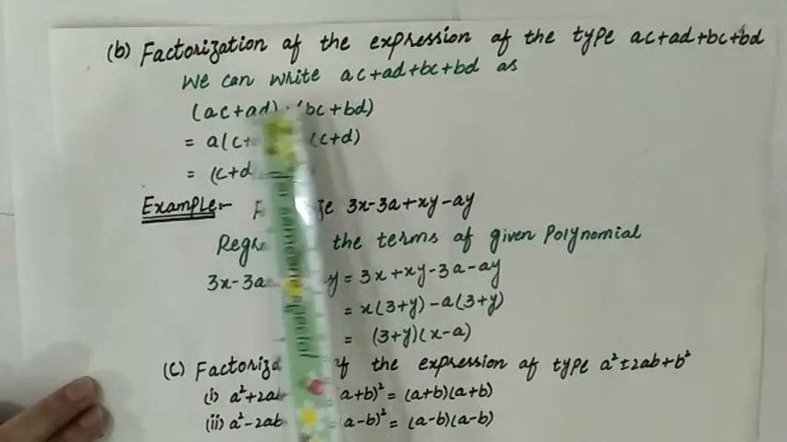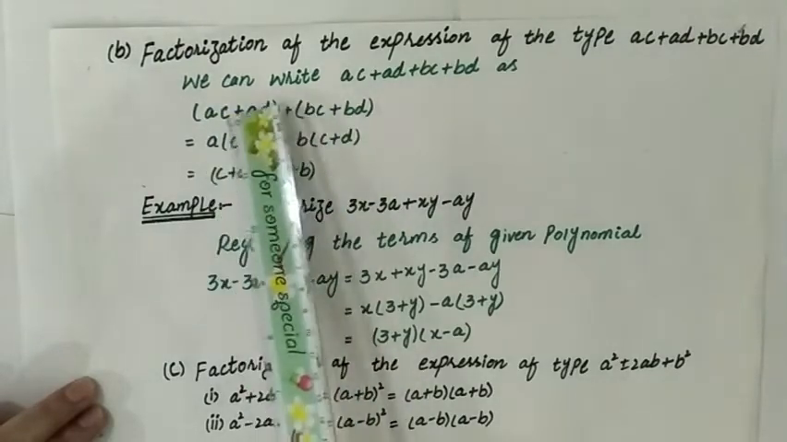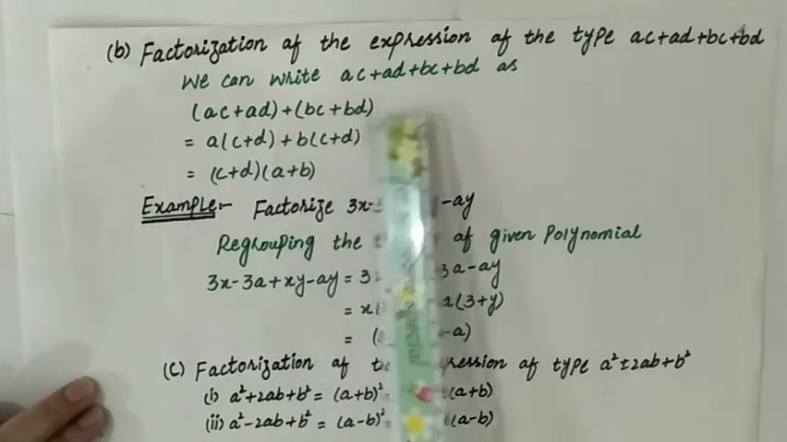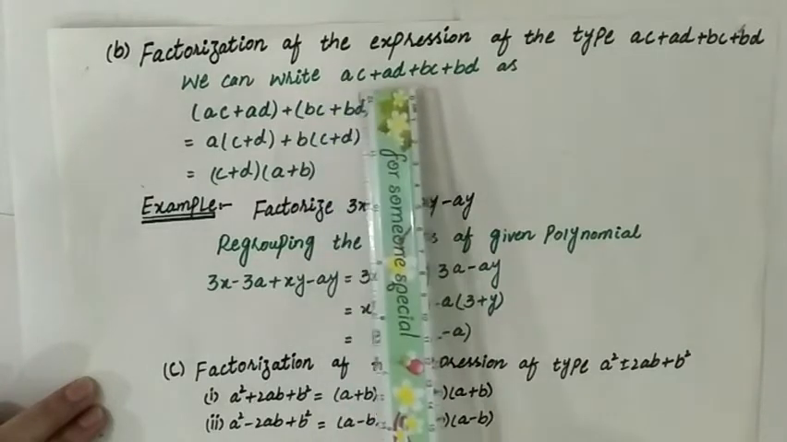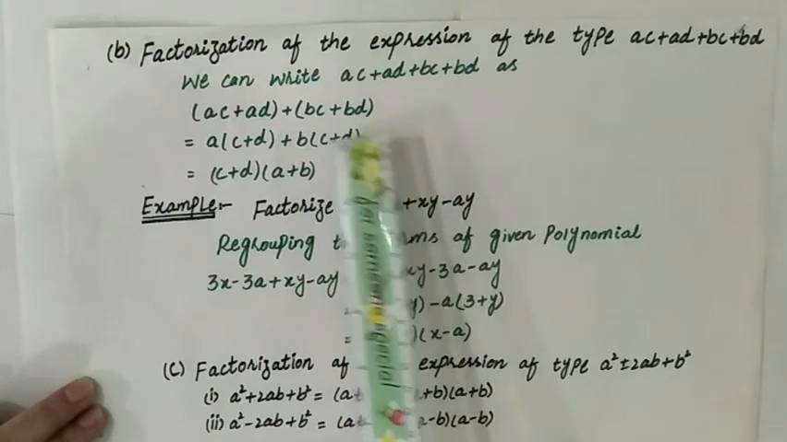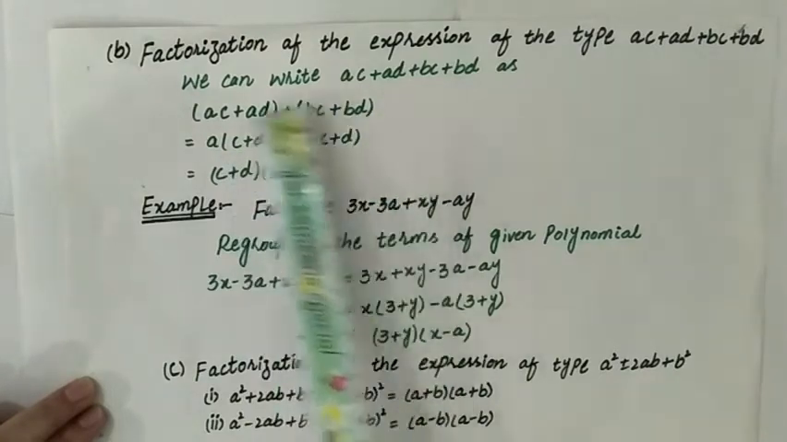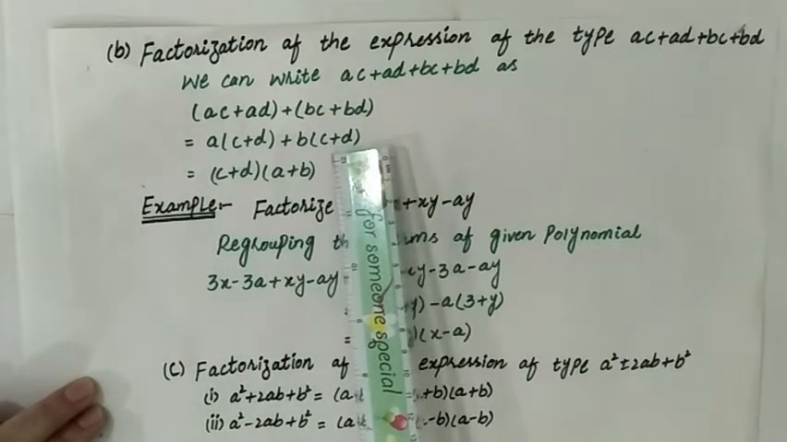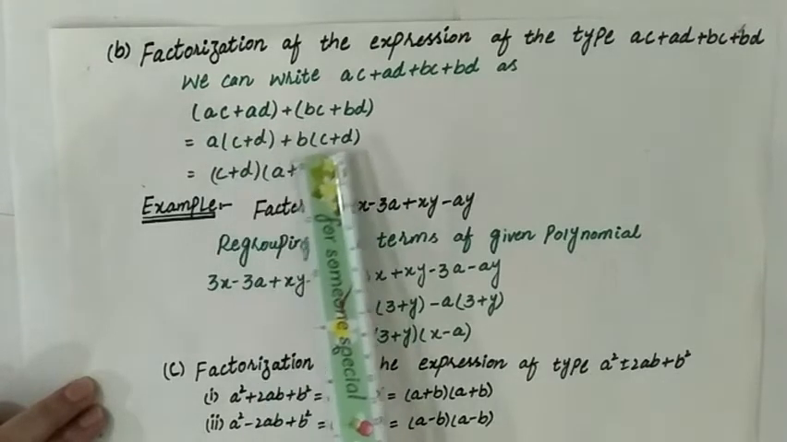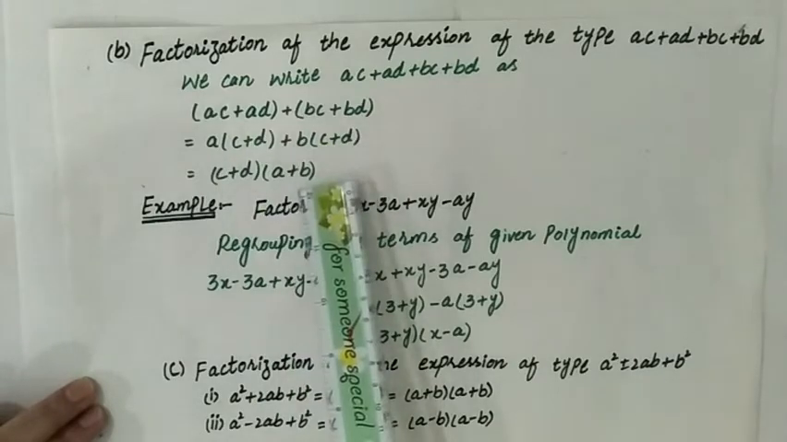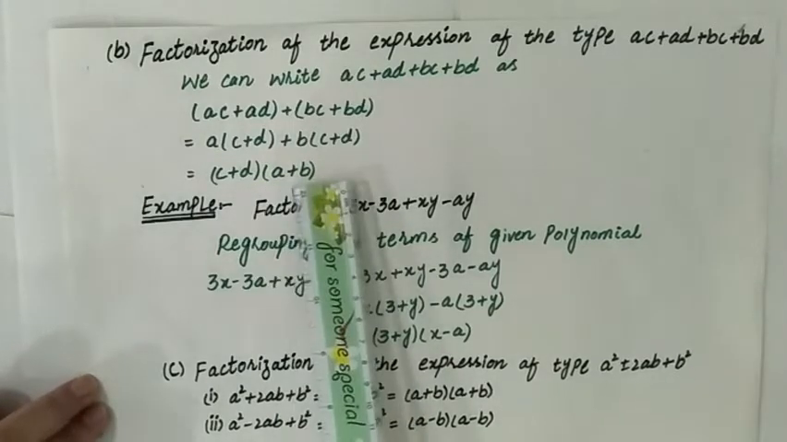In the first group, A is the common term, so we will write this expression as A into C plus D. In the second group, B is the common term, so I will write this expression as B into C plus D. In this expression, C plus D is a common factor, so we will take it common and write it as C plus D, and then the remaining non-common values are A plus B. This is the final expression. These are two factors.